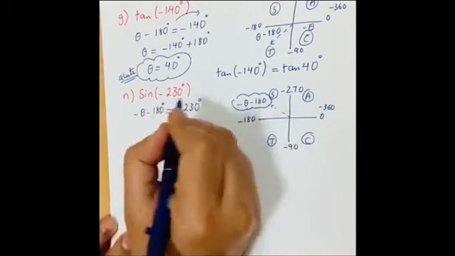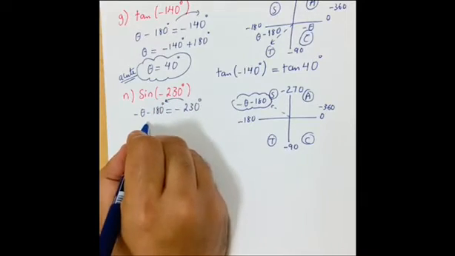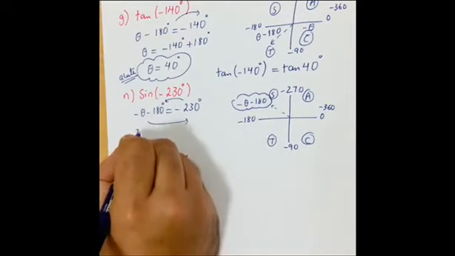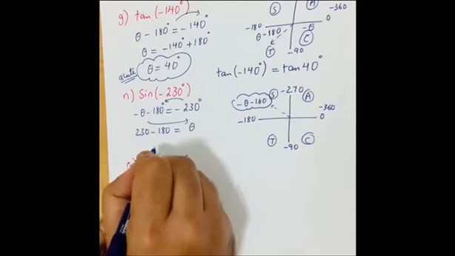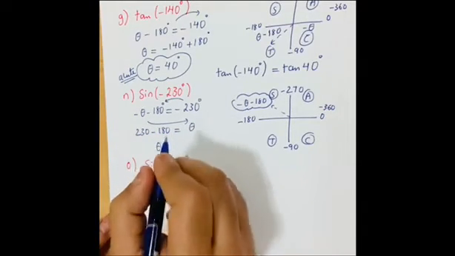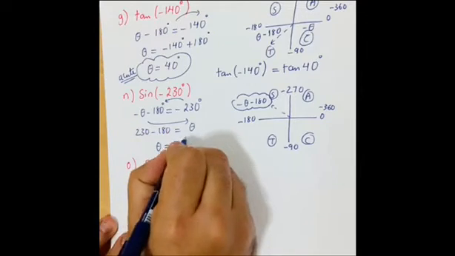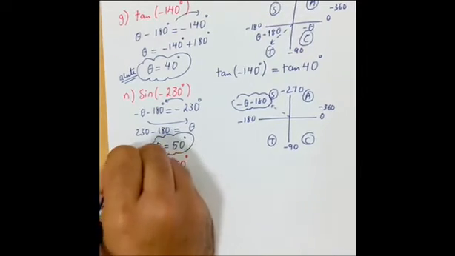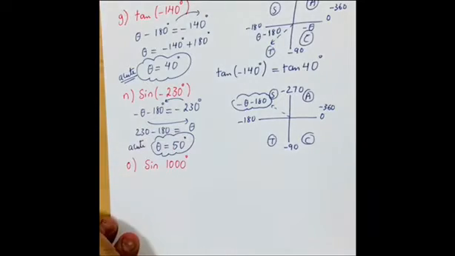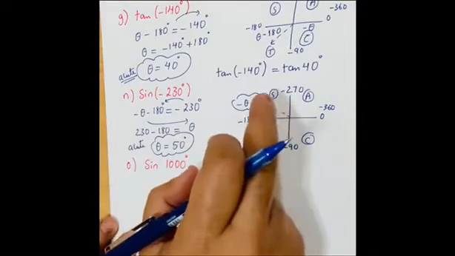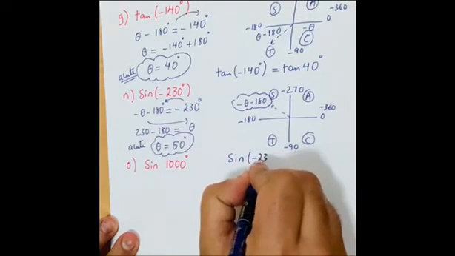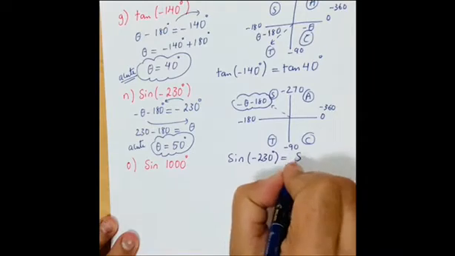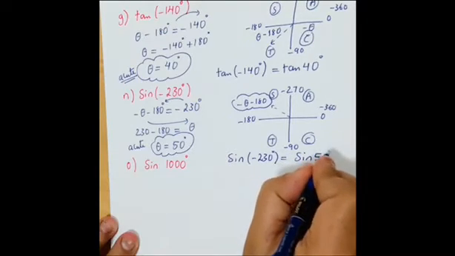230. Now let's move negative 230 to the left side and negative theta to the right side. So positive 230 minus 180 equals theta. Then theta is equal to 50 degrees. Now 50 is the acute angle which is equivalent to negative 230. What is the sign of sine in the second quadrant? It's positive. So sine of negative 230 is equal to positive sine of 50.